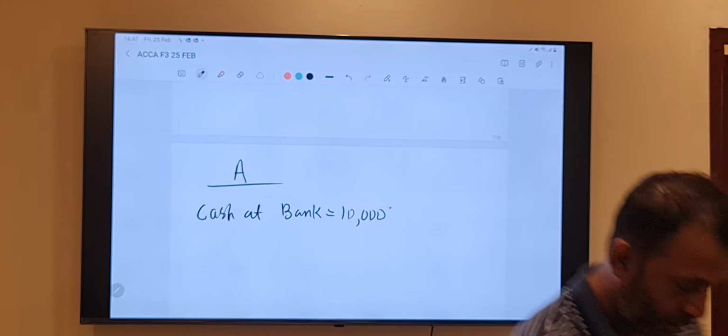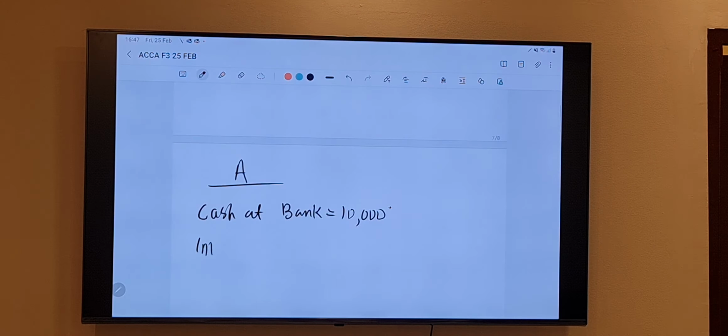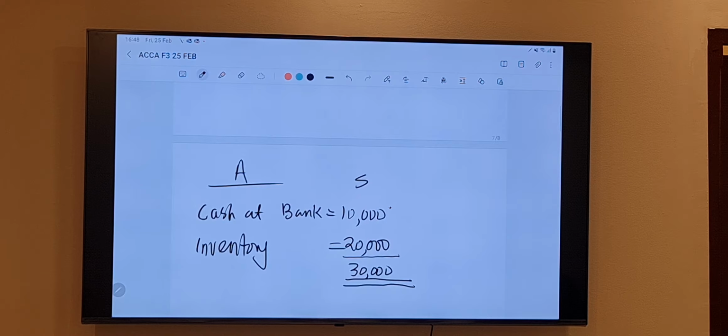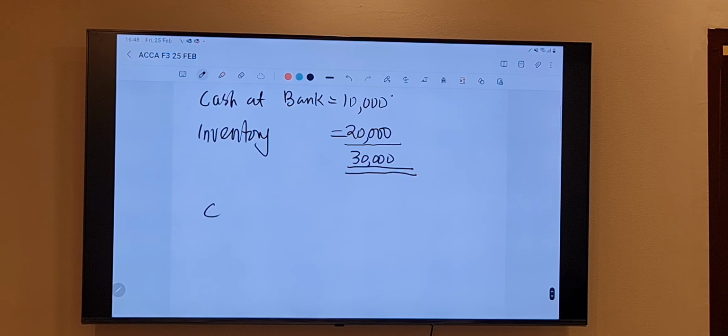Okay, so the next item is inventory. How much? 20,000. So what is the total now? Total is 30,000. Now capital. Capital is owner's capital. How much is owner's capital? 10,000.